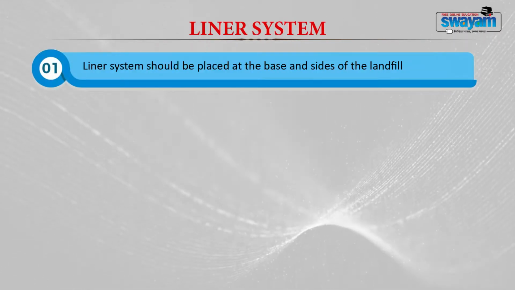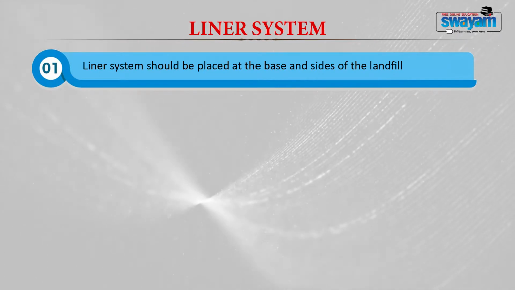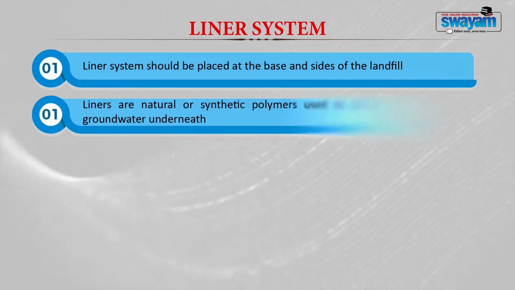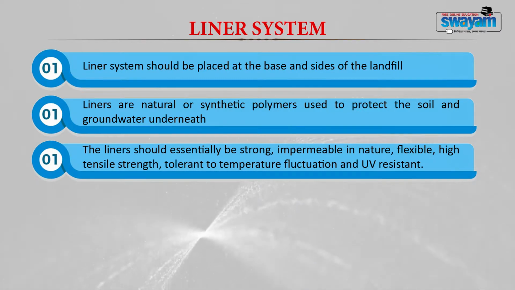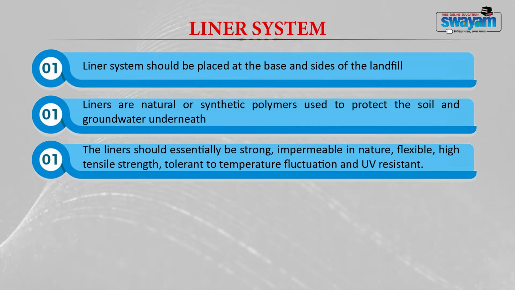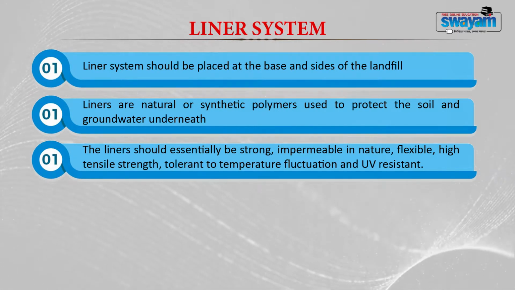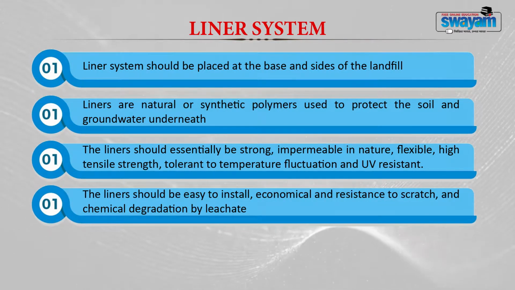Now, the liner systems are generally laid at the bottom and the sides of a landfill. They can be made of natural or synthetic polymers, and they are generally used to protect the soil and groundwater which is lying below. The liners should be strong, impermeable in nature, flexible, they should have a very high tensile strength, they should be tolerant to temperature fluctuation and should be UV resistant. Also, they should be easy to install, economical, and they should be resistant to scratch and chemical degradation, because leachate contains a lot of harmful chemicals which can rupture the liner material.